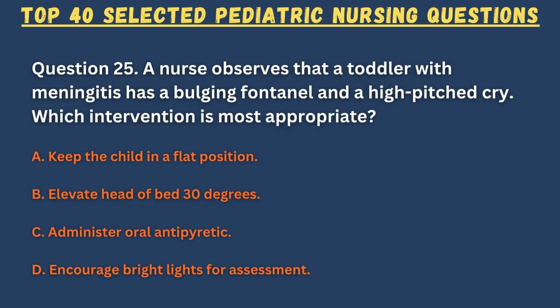Question 25. A nurse observes that a toddler with meningitis has a bulging fontanelle and a high-pitched cry. Which intervention is most appropriate? A. Keep the child in a flat position. B. Elevate head of bed 30 degrees. C. Administer oral antipyretic. D. Encourage bright lights for assessment.